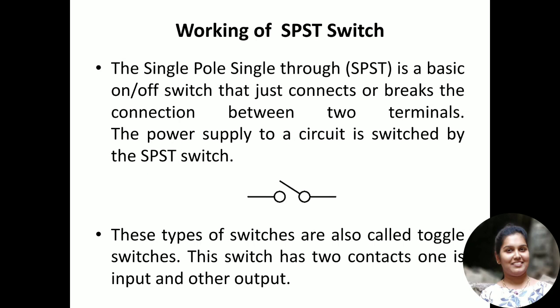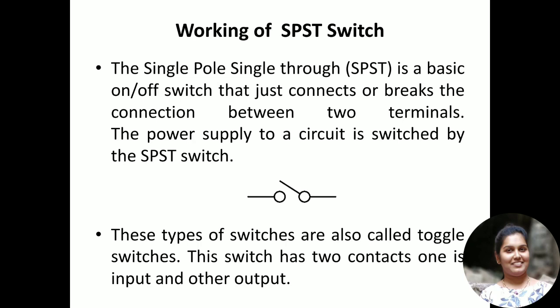So the working of the SPST switch. SPST, as we have already discussed, means single pole single throw. It is a basic on-off switch that just connects or breaks the connection between two terminals. This is the most common and basic version of the switch. Simply we can say that if we press the switch, the circuit will be on. If we again press the switch, the circuit will be off. That is, only one connection will be made and only one circuit will be in action. That kind of switch is nothing but single pole single throw.